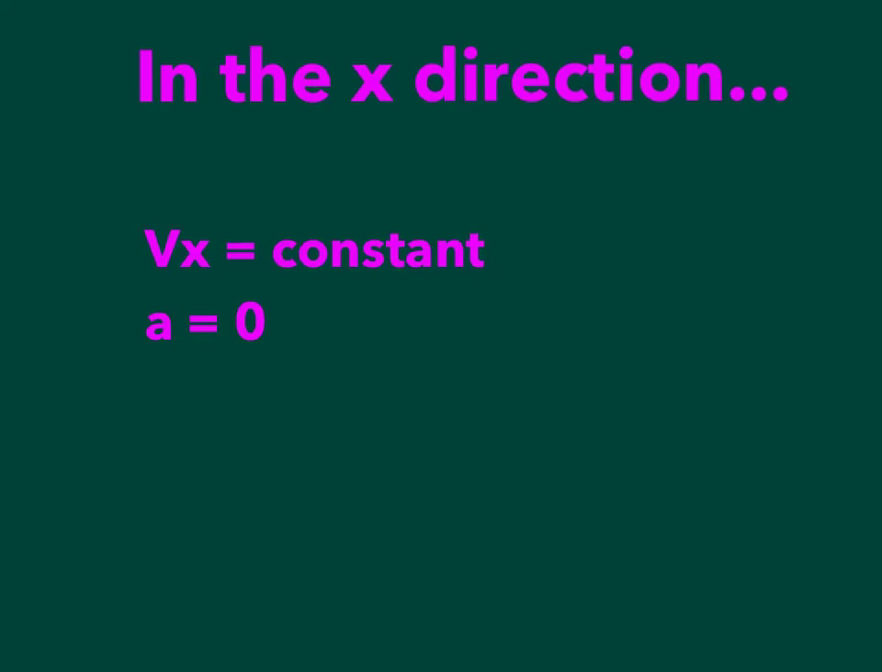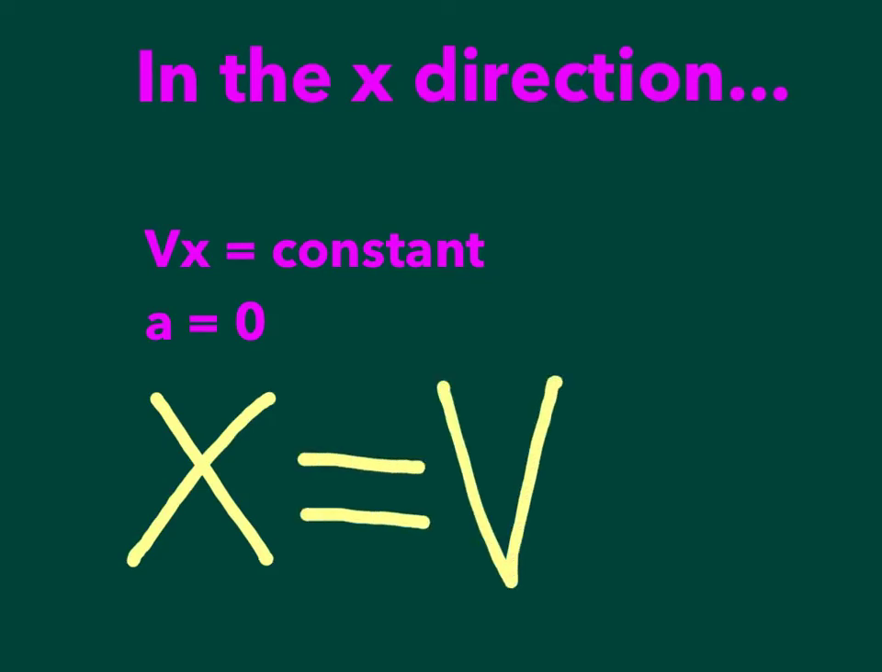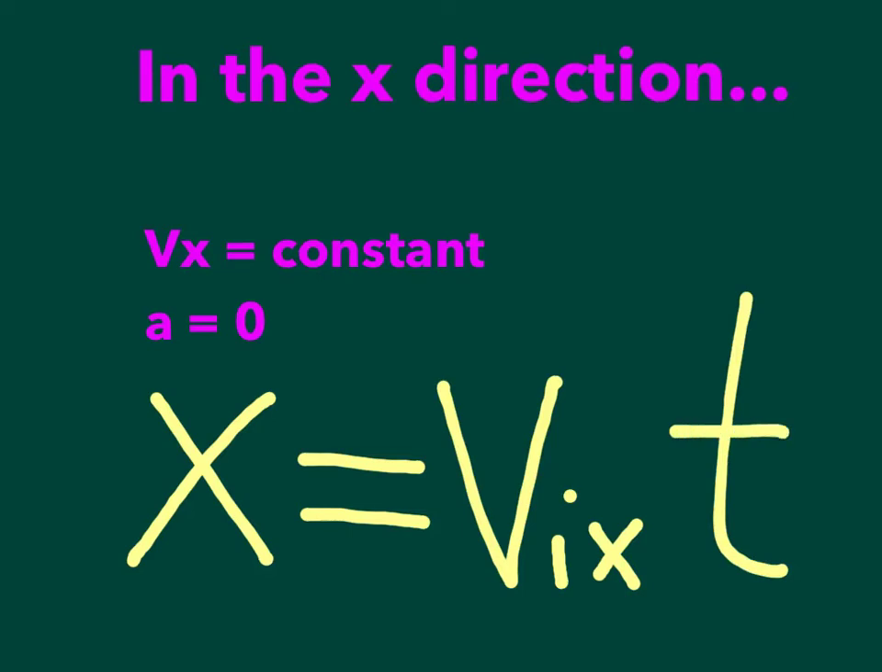So now that we know that Vx is constant, in the x direction there is no acceleration. So what this means is that we're only left with one kinematic equation, and that is displacement in the x direction is equal to the initial velocity in the x direction times time. That's it. That's the only equation we use.